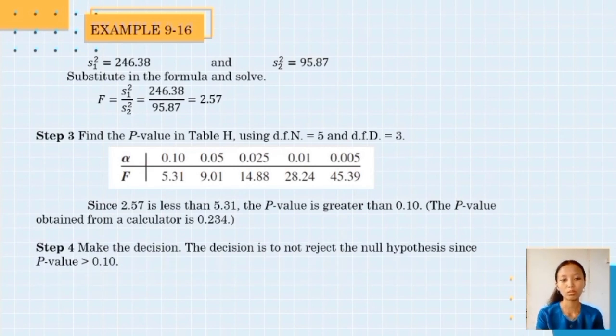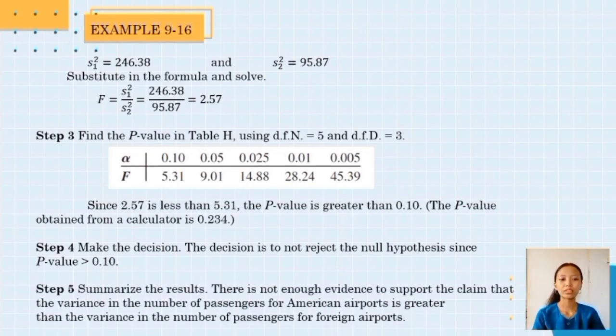Our fourth step is to make the decision. The decision is to not reject the null hypothesis, since our p-value is greater than 0.10, which means that there is not enough evidence to support the claim that the variance in the number of passengers for American airports is greater than the variance of the number of passengers for foreign airports.